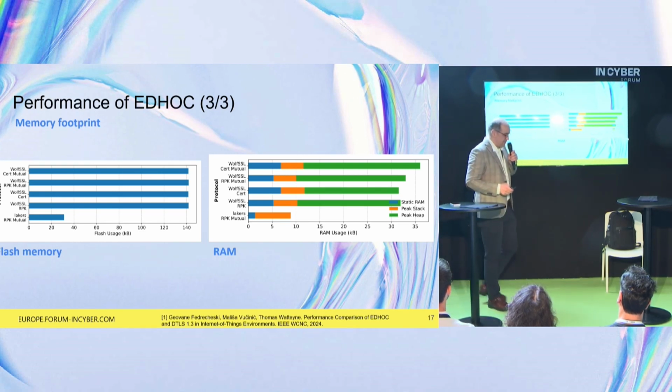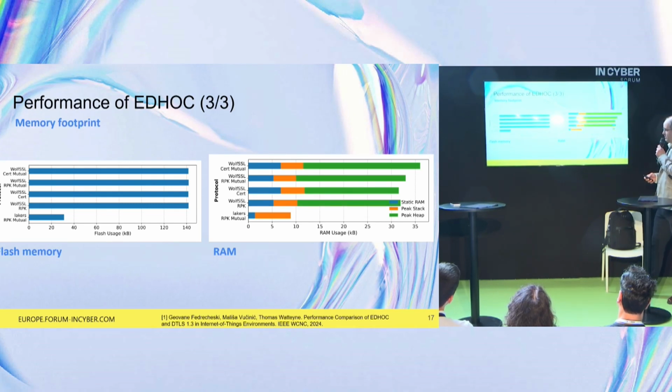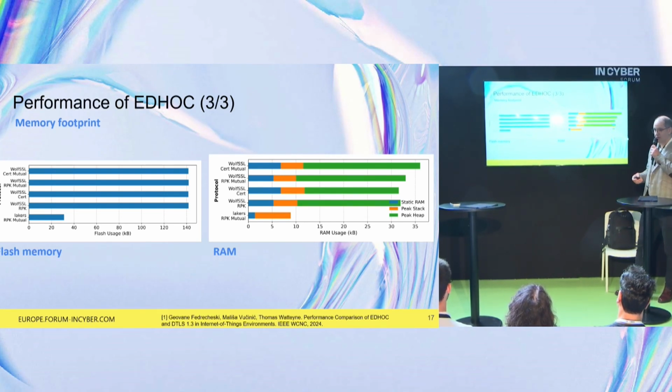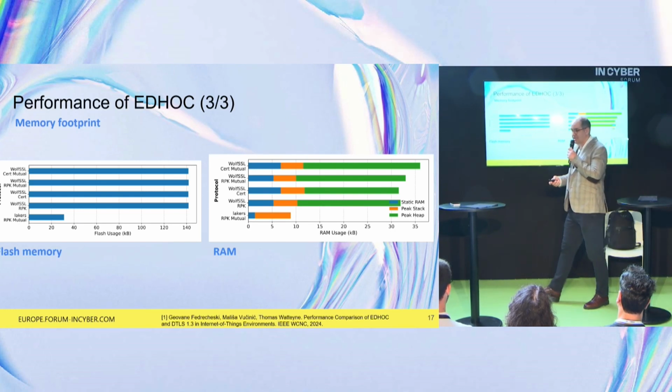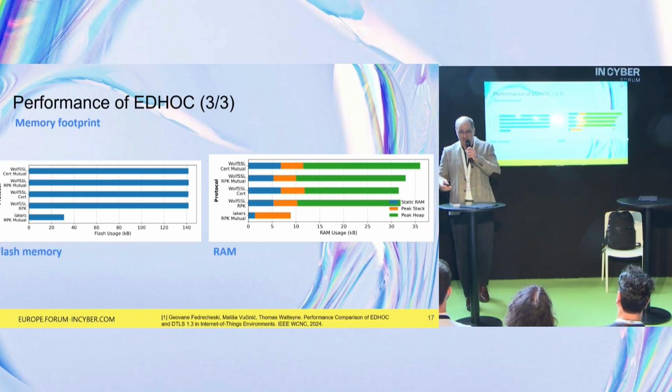The last metric that we studied considers the memory footprint of the implementation of this protocol. We can see that our implementation, the implementation that we are leading in the Rust programming language at INRIA, is taking around 30 kilobytes of flash memory. A corresponding C implementation would take around 10 to 15 kilobytes, but this is Rust and it's memory safe, so this is where the difference comes from. And in terms of RAM, the implementation only uses 2 to 3 kilobytes of RAM for static allocations that are needed by the protocol.